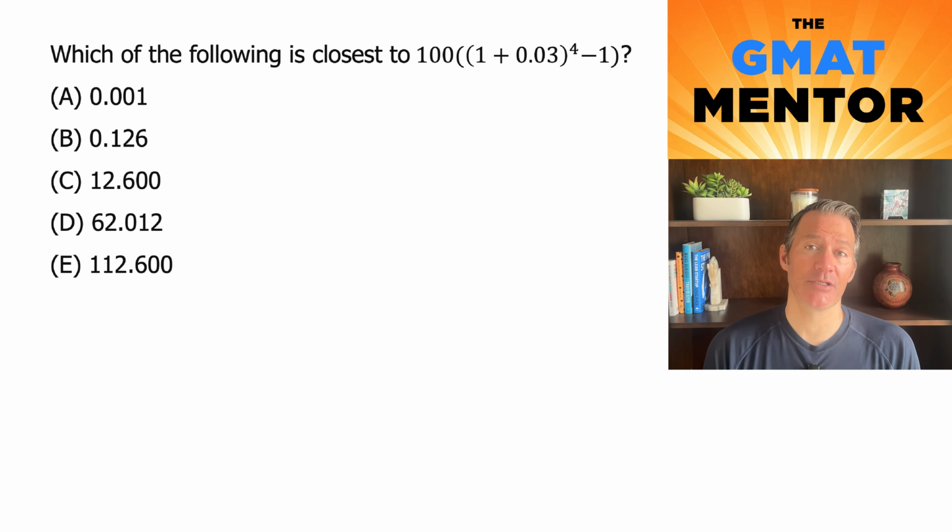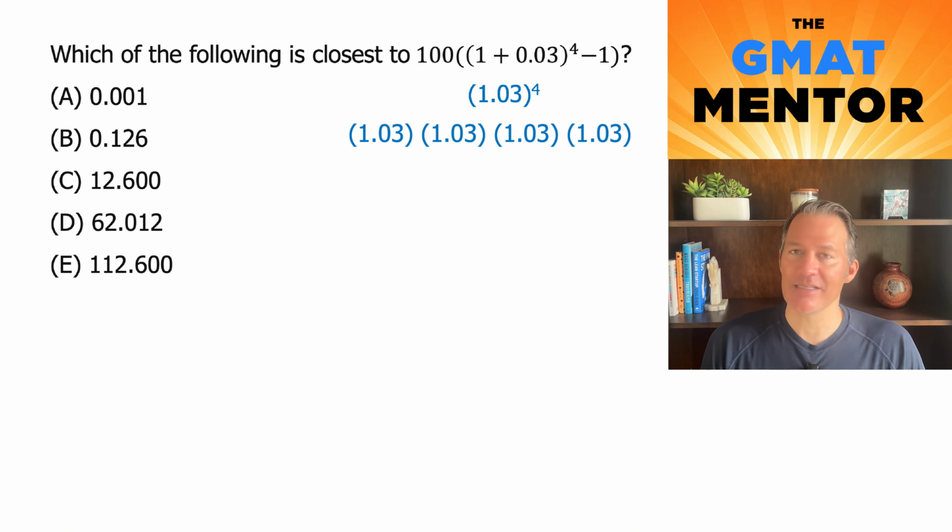There's a hard way to solve this. You could simplify the inner parentheses to 1.03 to the fourth power and multiply 1.03 by itself 4 times. But that's going to be long and messy. Is there a smarter approach?